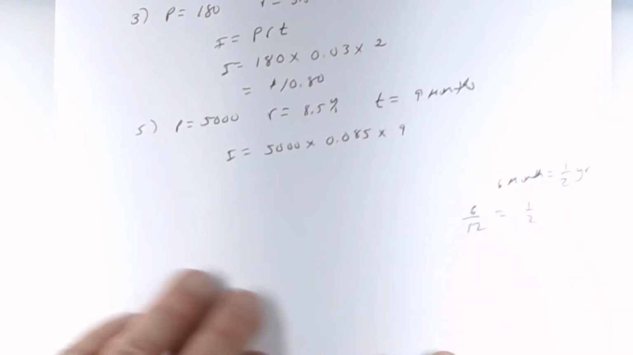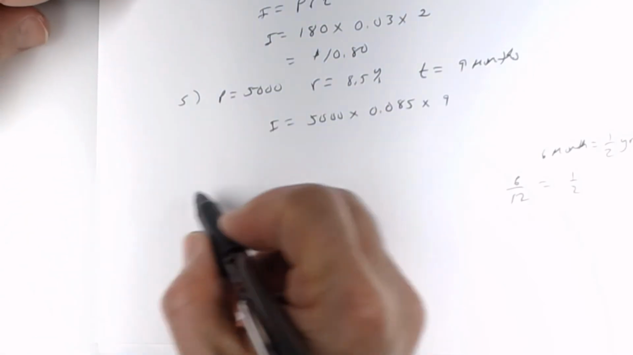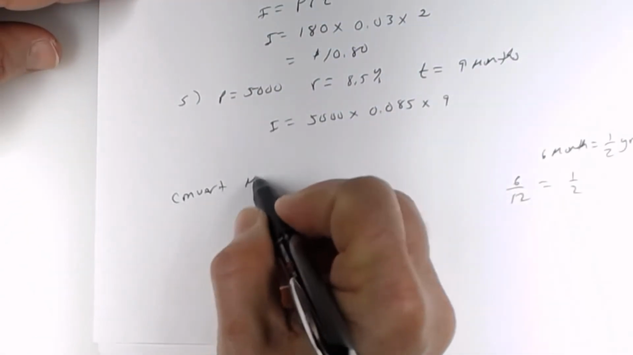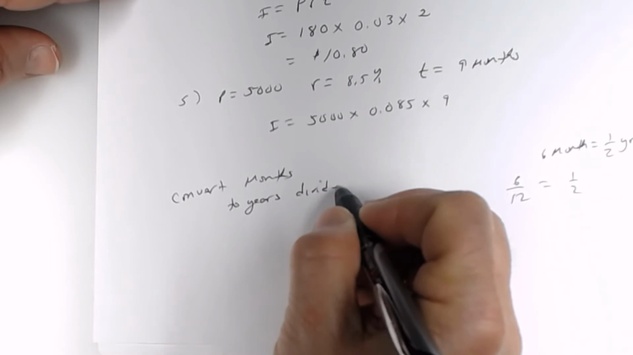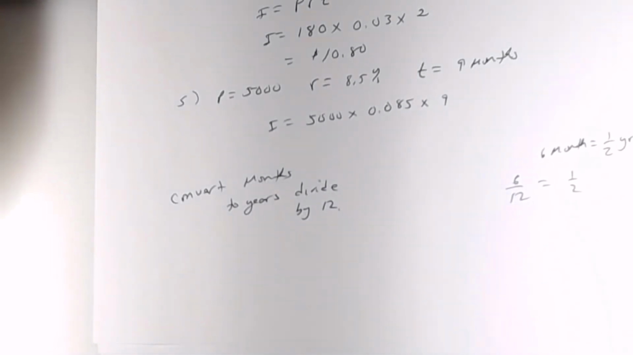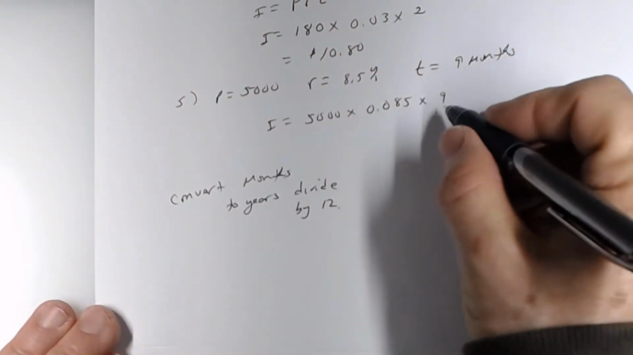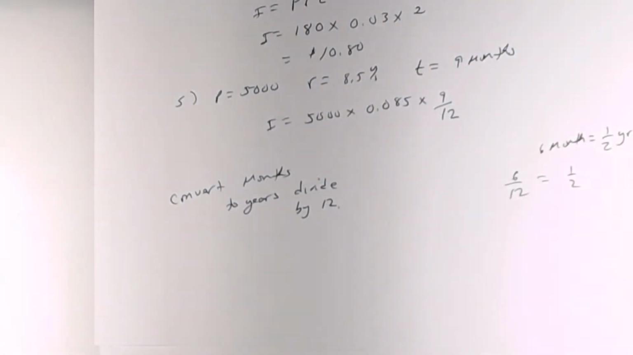So to convert months to years, divide by 12. Because there are how many months in a year? 12. So you're going to multiply it not by 9, but by 9 what? 12ths. That's all you do. 9 divided by 12. That's what you multiply by. That's your time. So my time is not just 9. It's 9 months. But that factor has to be in terms of a year.